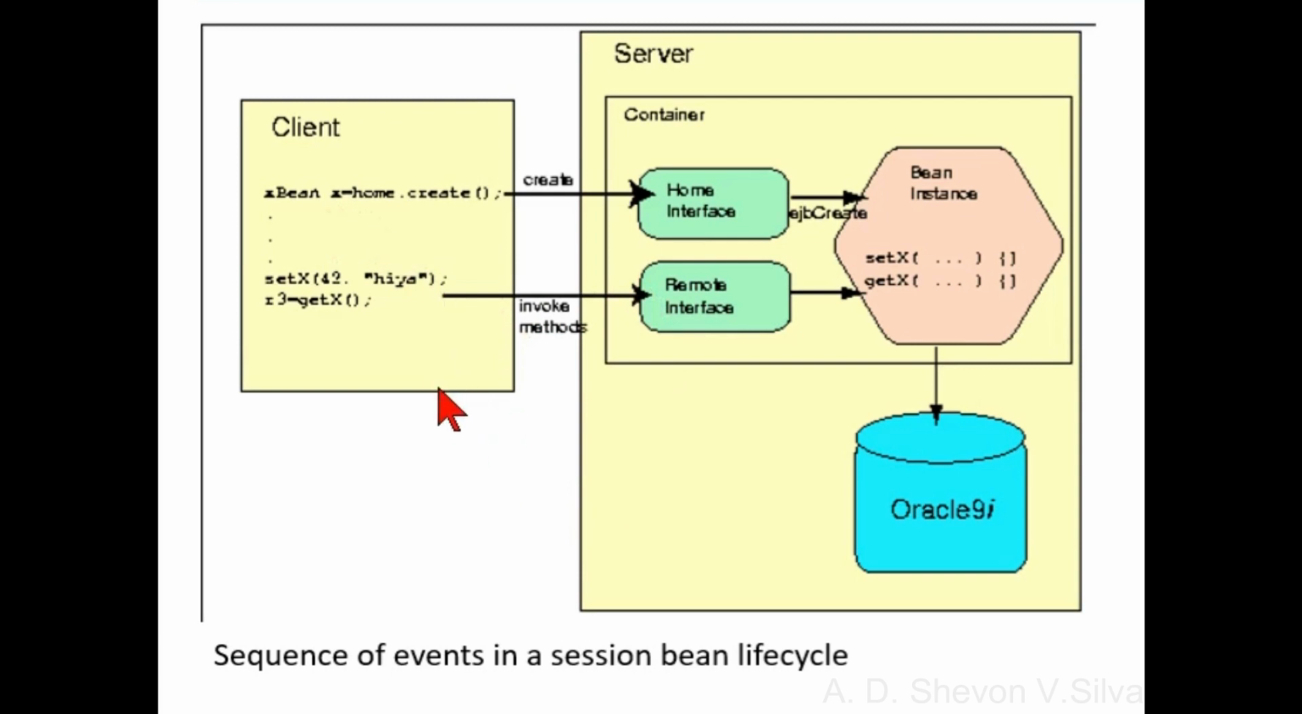Step 5, client 1 uses remote interface X to invoke methods on bean instance X. Step 6, remote interface X delegates the call to a bean.